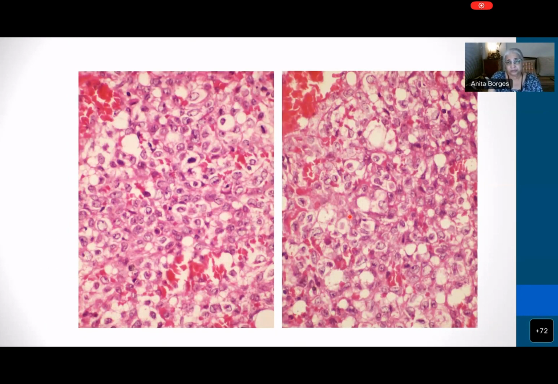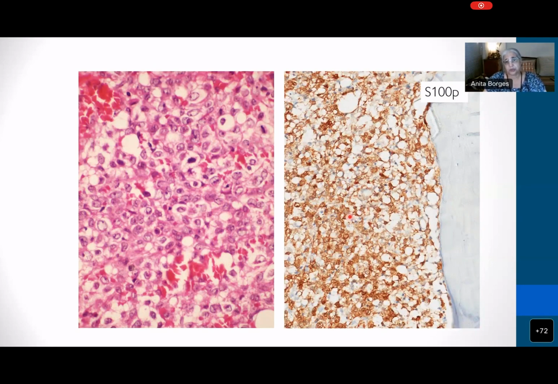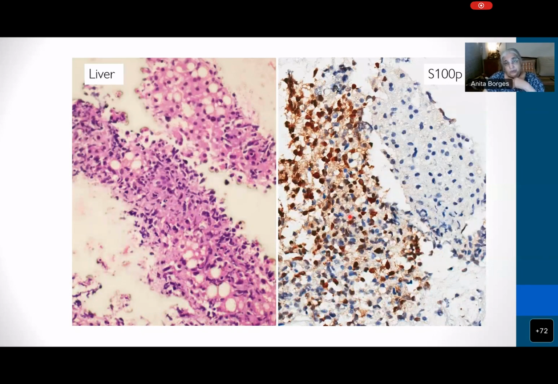You can see the same type of cells, except that they seem to be looking a little bit more clear, but they are here in the bone marrow. It shows you the same thing, S100 protein, which is expressed in this bone marrow. Both the nuclei and the cytoplasm in this case are showing it. As I told you, it is usually seen in stage 4.